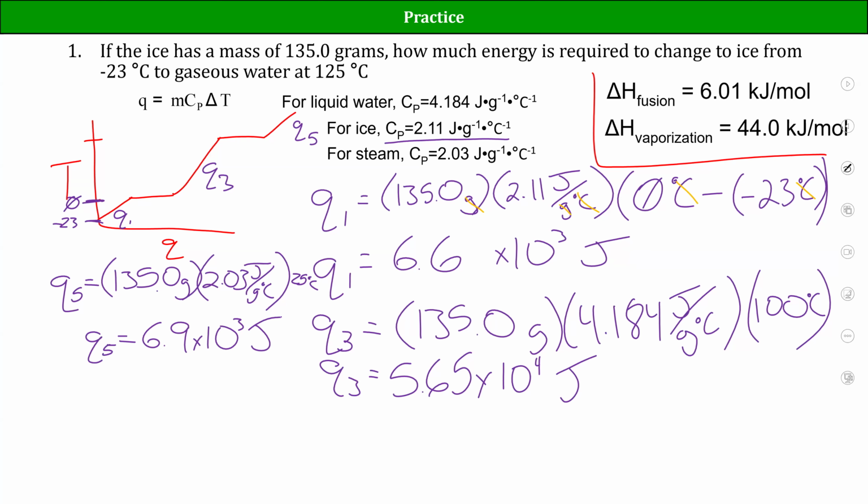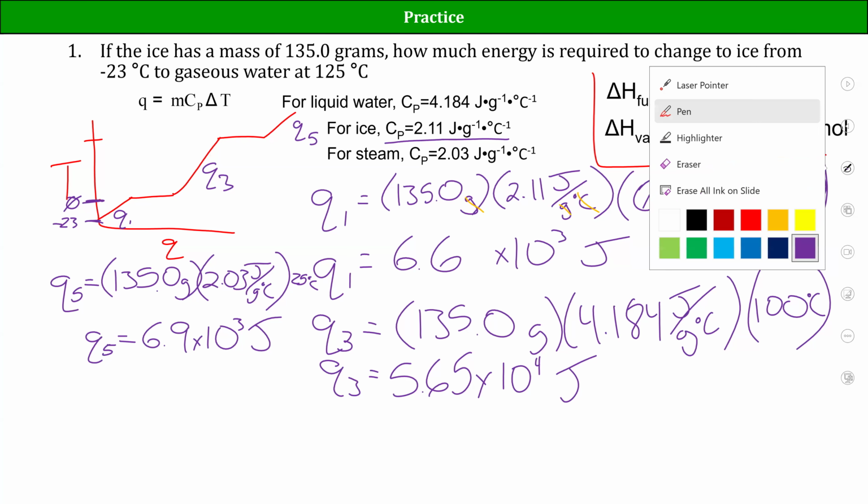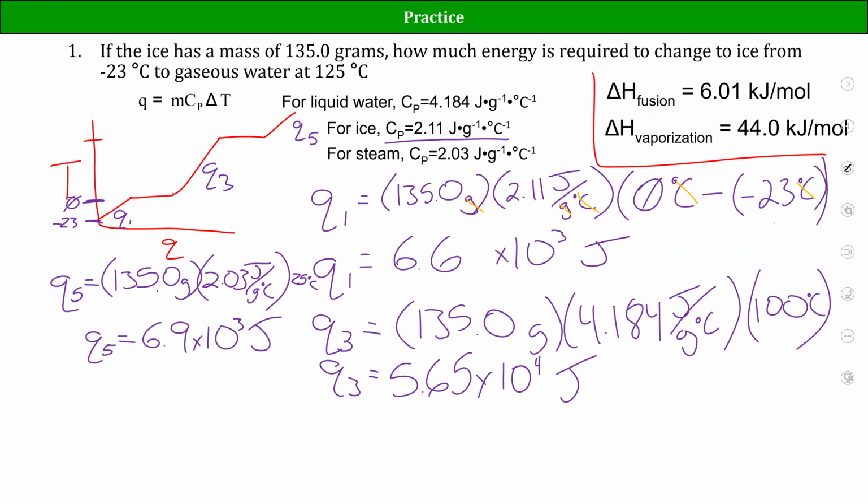What's left is the phase changes. So for the phase changes, we don't have anything changing temperature. We're talking about these flat spots. What we do have is energy associated with the phase change.